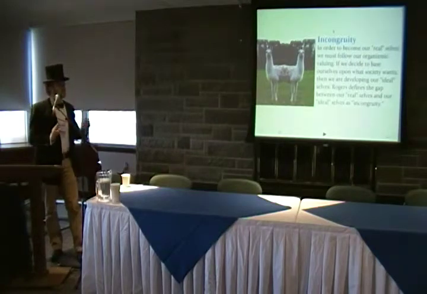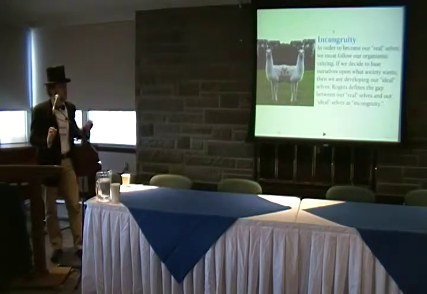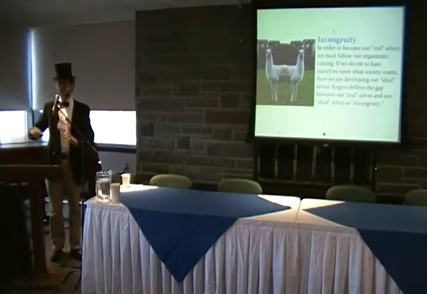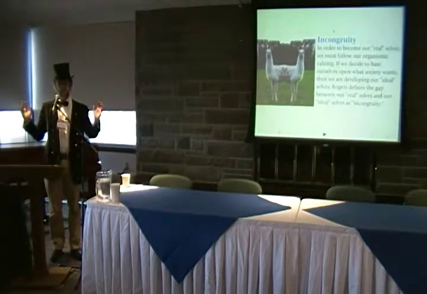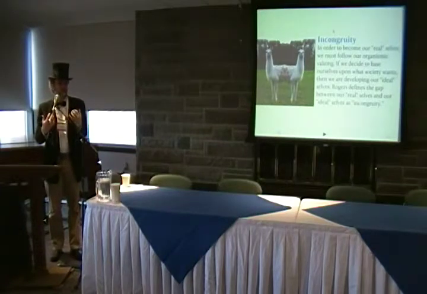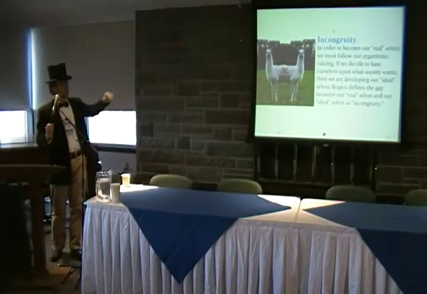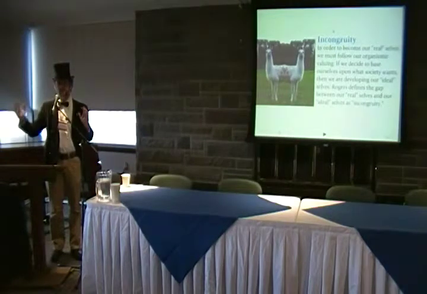Now, all of this comes to an idea that, again, Rogers posited in terms of incongruity. Incongruity is the gap between our real selves and the ideal selves. The larger the gap between the two, the more we start becoming maybe a little neurotic. Think of that push-me, pull-you from Dr. Doolittle, how we're constantly being pulled apart by who we want to be and who society and others tell us we should be.